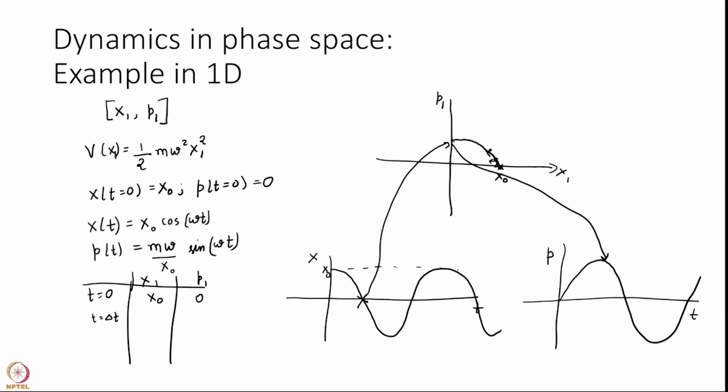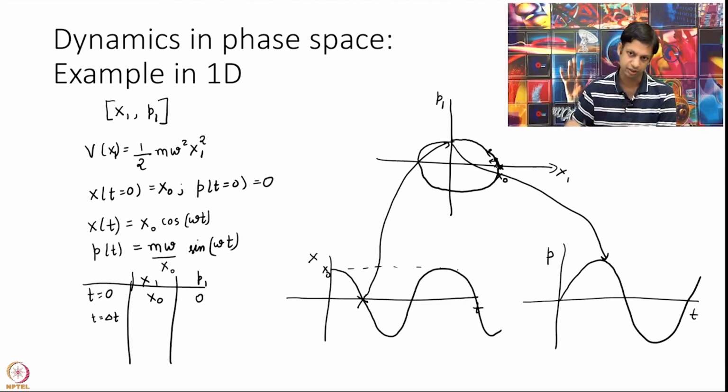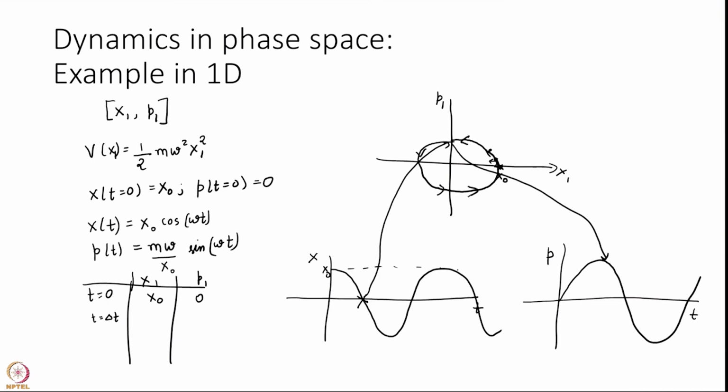After that x will become negative, it will reach here, it will come back and will take a full ellipse back to where it started. Okay. So, you start at x naught comma 0, you make some trajectory and you come back. So, this is for a simple harmonic oscillator. For a different potential, your trajectory will be different. Okay. So, that is what is meant by dynamics in phase space.